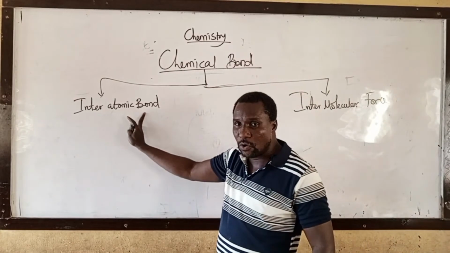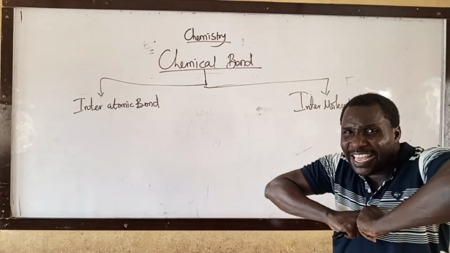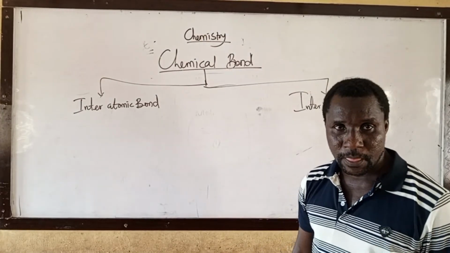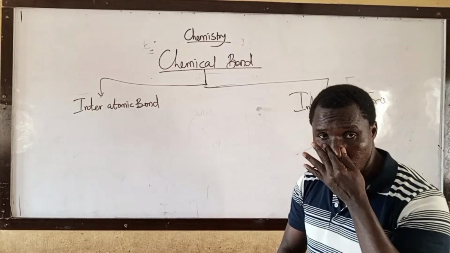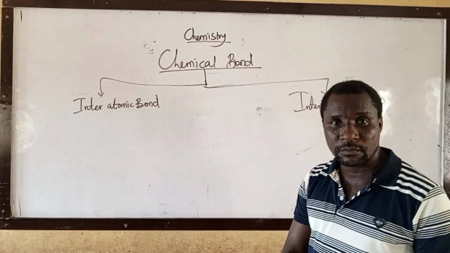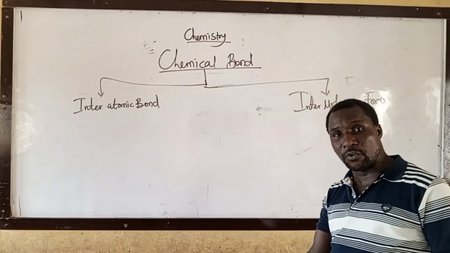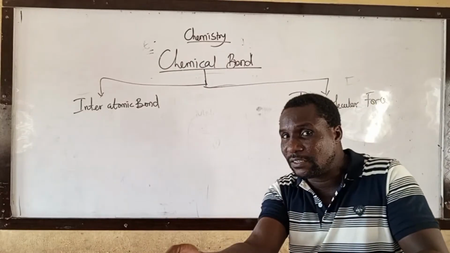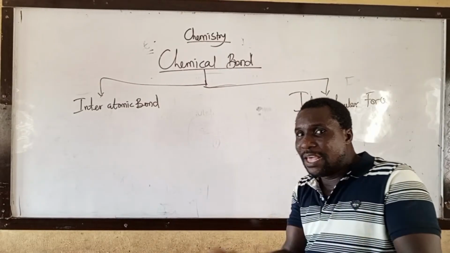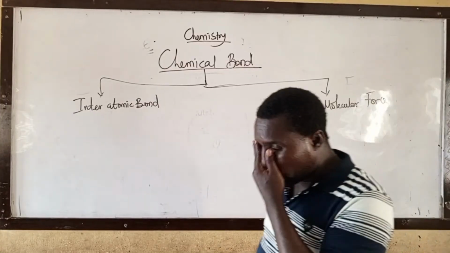I have interatomic bond and intermolecular force. Intermolecular force is not strong enough to be a bond. A bond must be strong. Before you can break a bond, there must be a high supply of what? Energy. But this one is not strong enough. That's why they call it force, intermolecular force. Even though bonds are forces, there are some forces that are not enough to be a bond, which are what? Intermolecular forces. Take note of that.